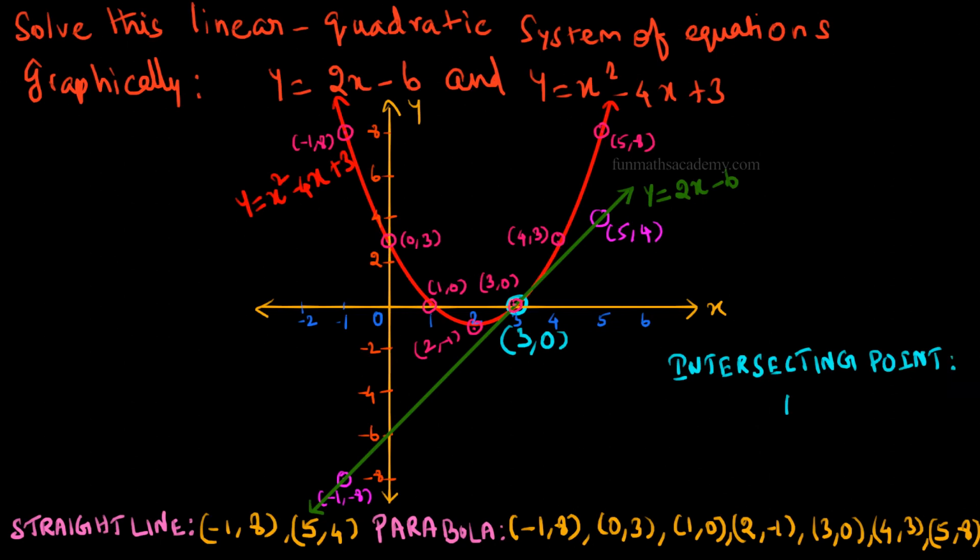In this graph, we get the intersecting point to be 3, 0 and this point becomes the solution of the simultaneous equation. Here, the parabola and the line intersect at only one point and so this problem has only one solution. So in this video, we saw how to solve a system of linear and quadratic equations using the graphical method.